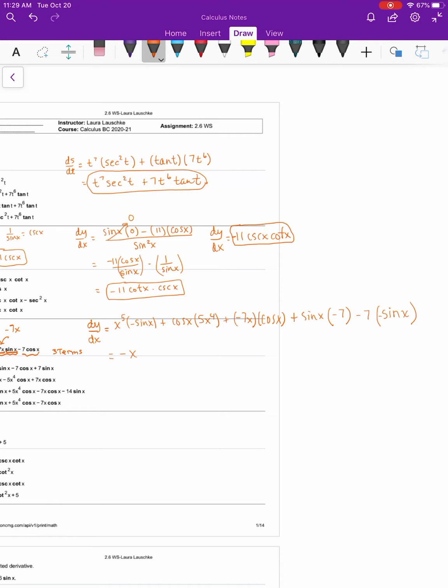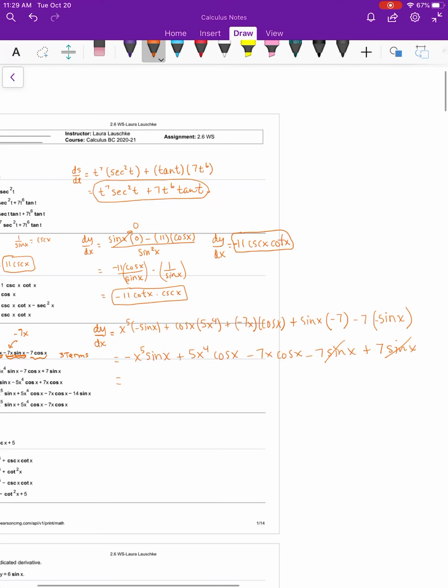So negative x to the 5th sine x plus 5x to the 4th cosine x minus 7x cosine x minus 7 sine x plus 7 sine x. So these actually cancel, and then negative x to the 5th times sine x plus 5x to the 4th times cosine x minus 7x cosine x would be my final.